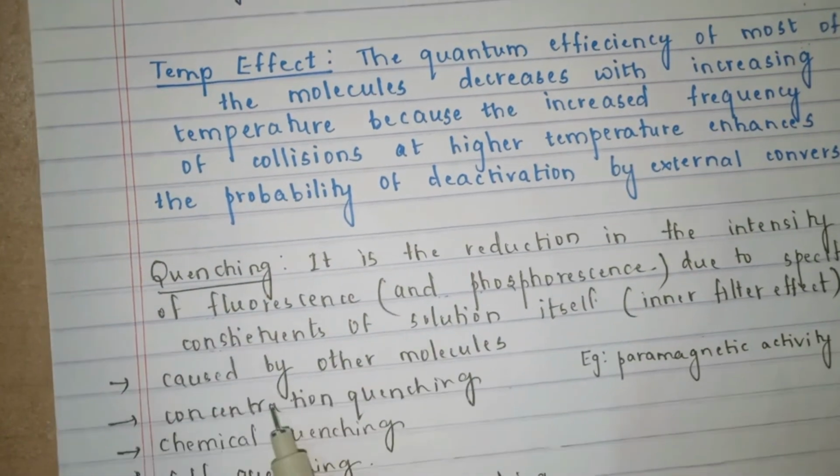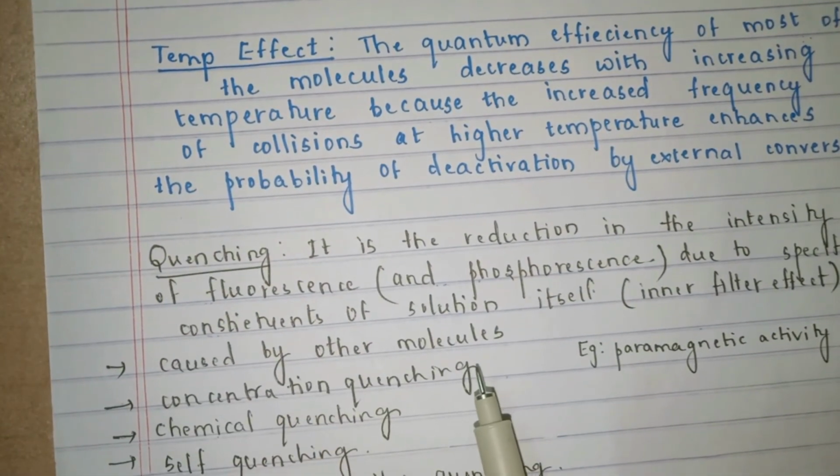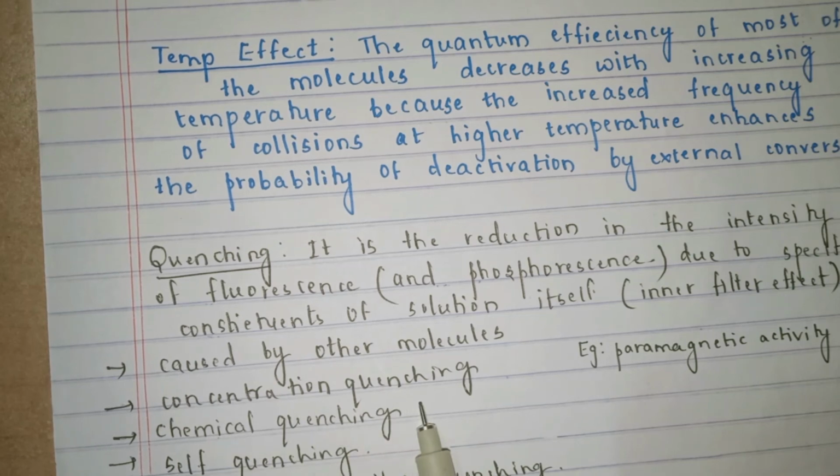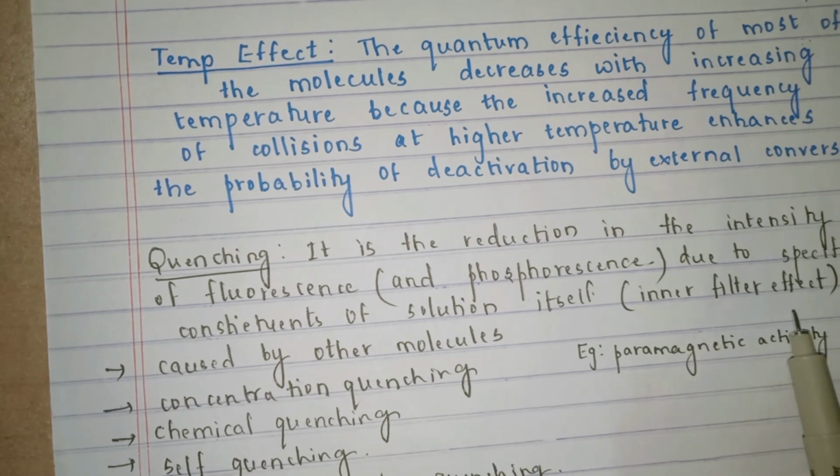What are the other causes for quenching? It is caused by other molecules. That is, there may be presence of impurities which might cause quenching, that is, reducing the fluorescence and phosphorescence phenomena. There may be concentration quenching. Already I have told you the inner filter effect. That is, lower concentration will always give good fluorescing capacity and phosphorescing capacity.